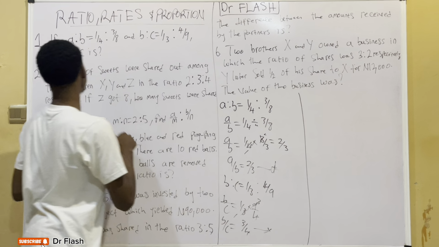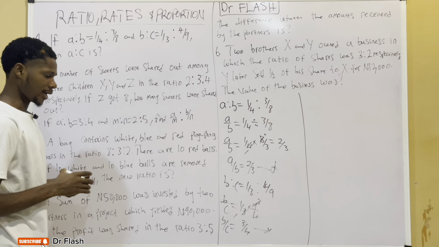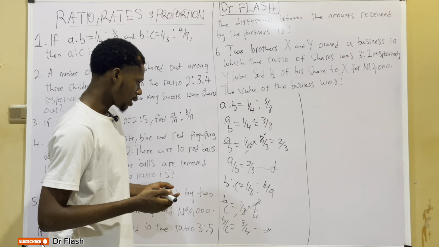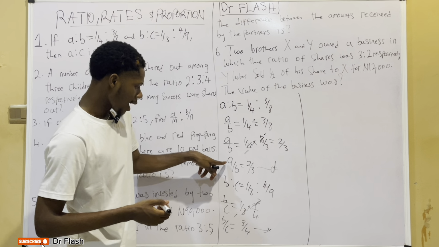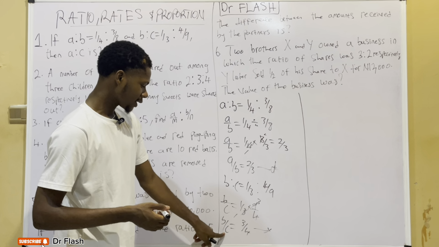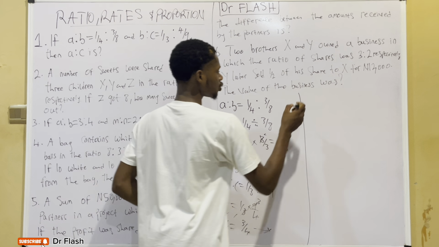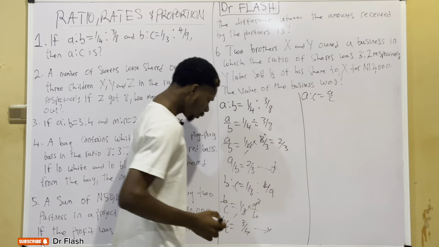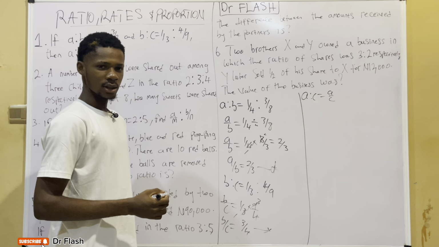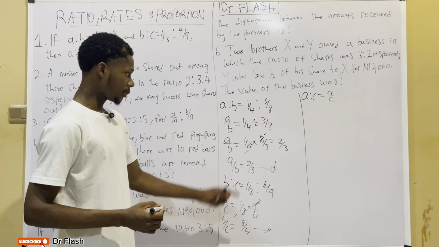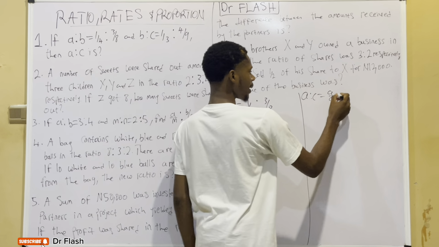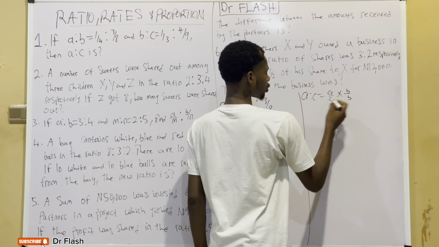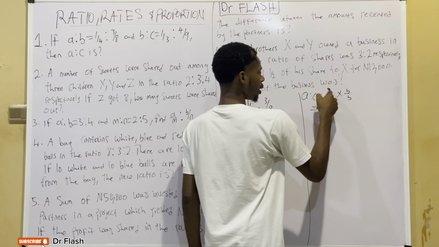We're asked to find A ratio C, which is same as A over C. So we're having A over B here, and we're having B over C, but we're asked to find A ratio C, which is same as A over C. How then are we going to get A ratio C? Now we can choose to multiply both the top and bottom by B, right? If we multiply both the top and bottom by B, we can now have A over B.